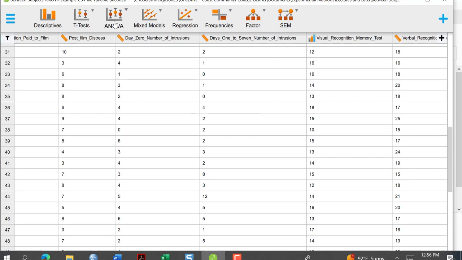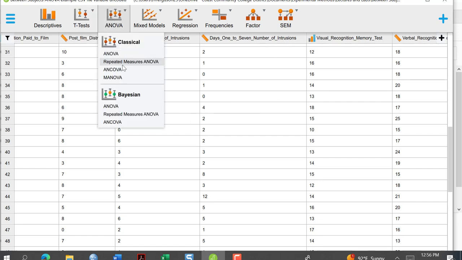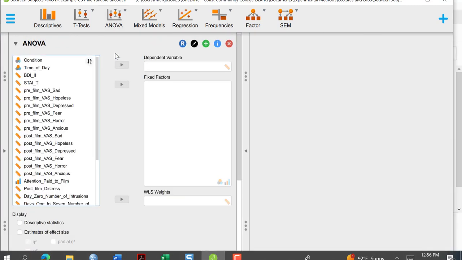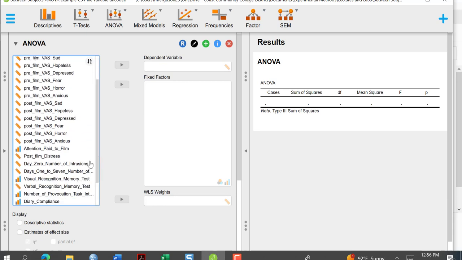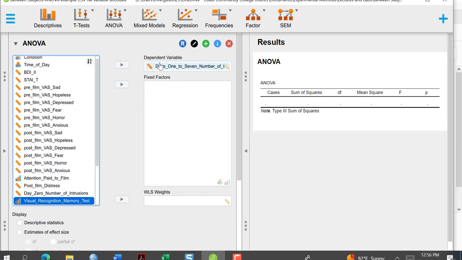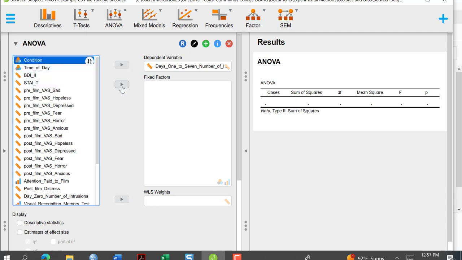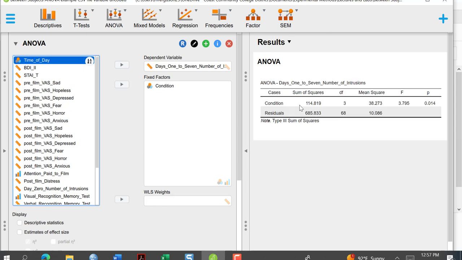So to run my ANOVA, I'm going to go up here to where it says ANOVA. I don't want the repeated measures ANOVA. That we'll do next week when we do within subjects designs. I want the one that just says ANOVA. And I'm going to put in my dependent variable and my fixed factors. So my dependent variable I just said was day 1 to 7 number of intrusions. For your lab, your dependent variable is going to be wisdom. Then my fixed factor is going to be my independent variable, or my condition in this case. And you can see here the ANOVA is just going to populate right next to it.